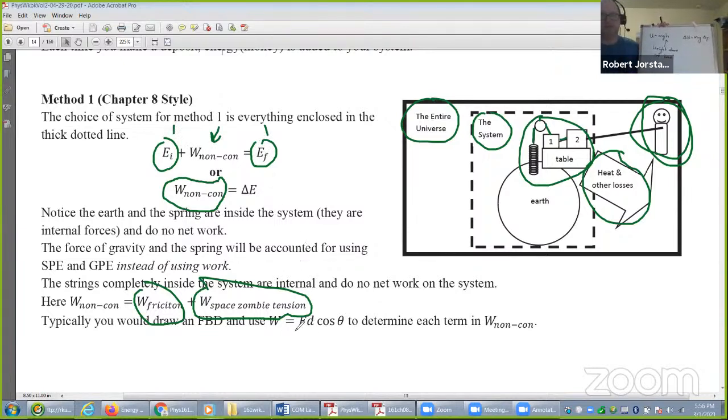All right. Note, if you needed to, you could draw an FBD, do work just like we did in Chapter 7 methods, and get each of those terms in that non-conservative work. Now, notice what we will be doing for gravity or for the spring. Instead of doing work calculations, we're going to use some formulas. I'll show you those in a minute. I want to pause. Any questions on this?